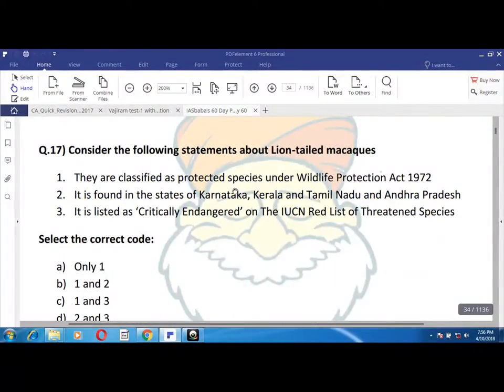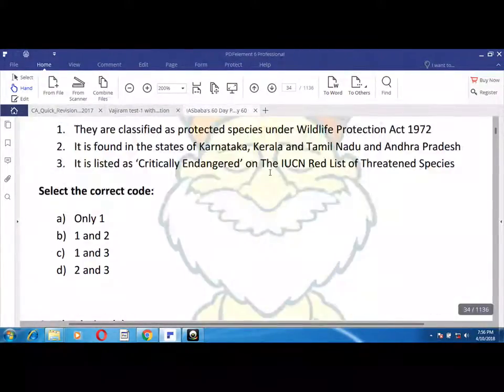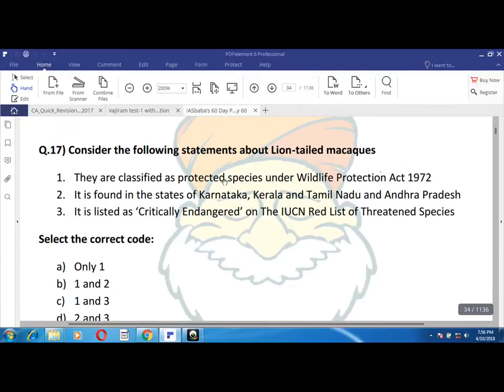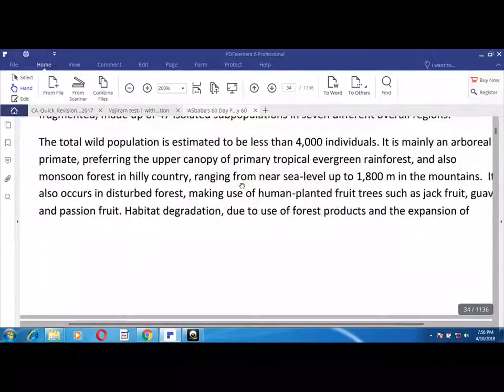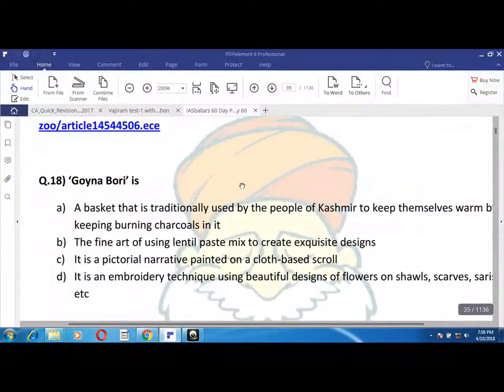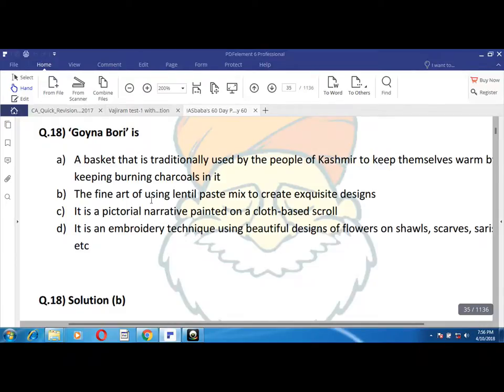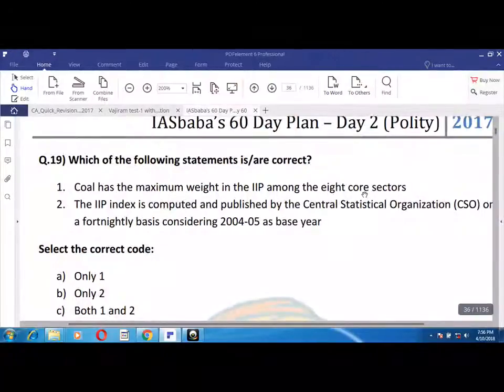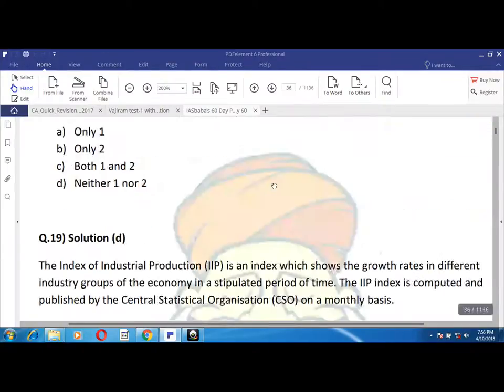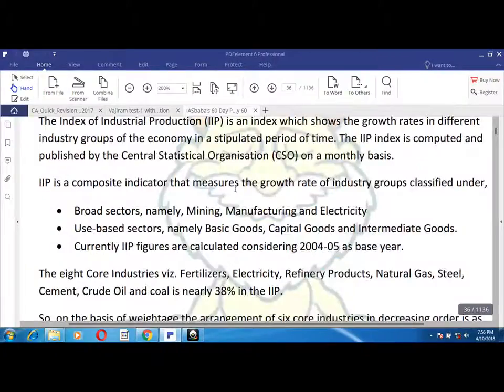Consider the following statements about lion-tailed macaques. They are classified as protected species under the Wildlife Protection Act 1972. Mehndi is the fine art of using lentil paste mix to create designs. Which of the following statements is correct? D. None of the above is correct.